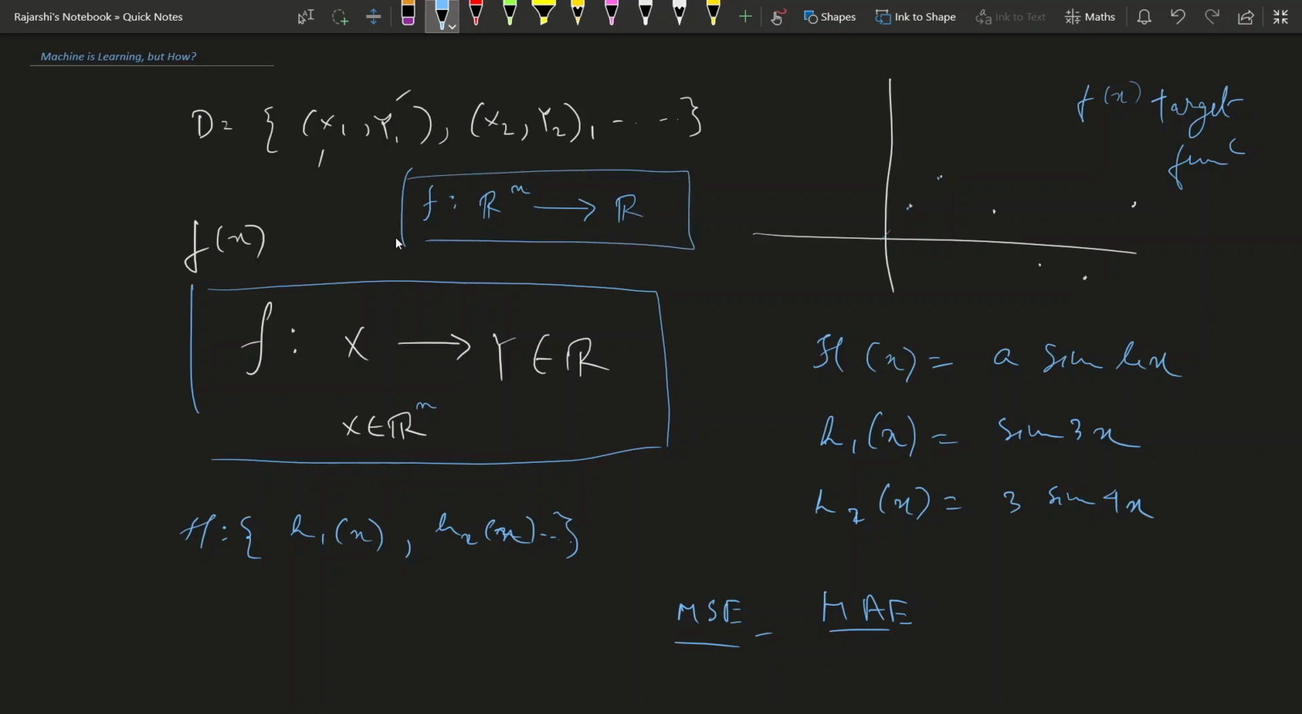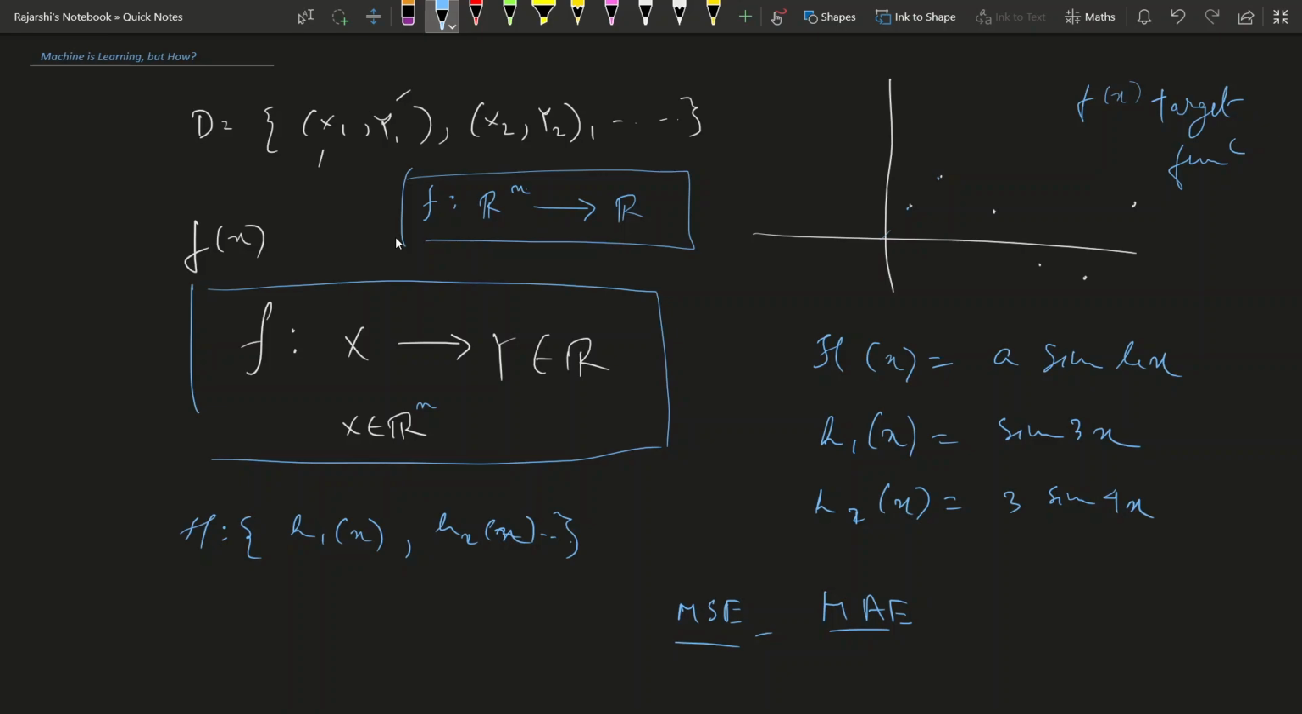So if there exists a relationship, then only can you go ahead and search for it. If there is no pattern in your data set, then it's pointless to apply a machine learning technique. So that's that. I hope I was able to clear up what machine learning is in essence, and what a hypothesis set and a hypothesis are.